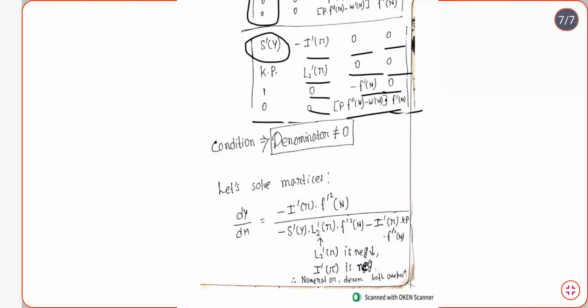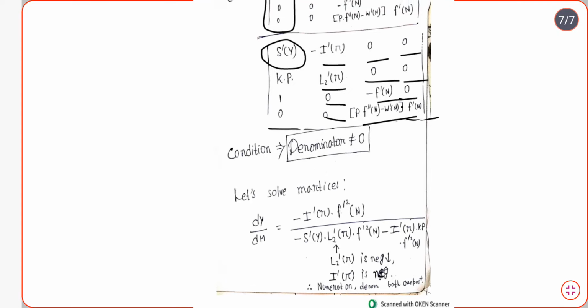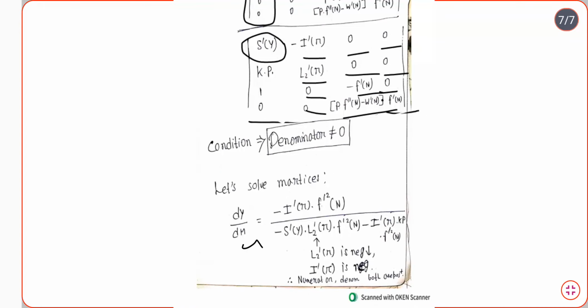That means due to a 1 unit change in money supply, how will our income, or our output, be affected? That is dy dm. Due to a 1 unit change in m, how will our output be affected? So that is the value, and obviously this value has been obtained as minus I dash r into f dash square n, minus s dash of y into L2 dash of r into f12 of n, minus f dash square of n, minus I dash r into kp into f dash square of n.